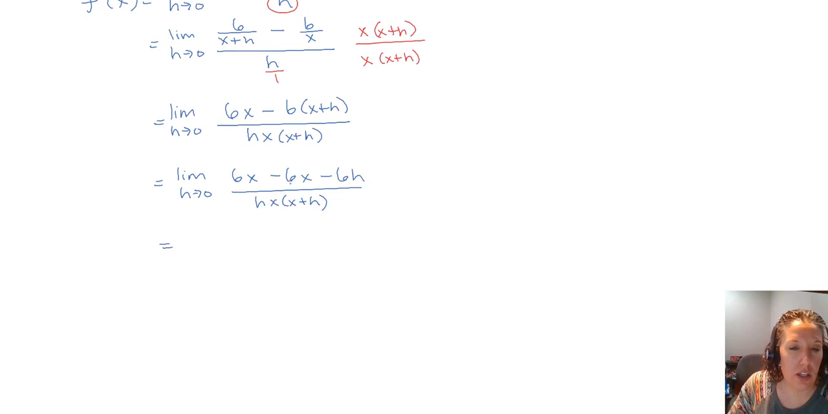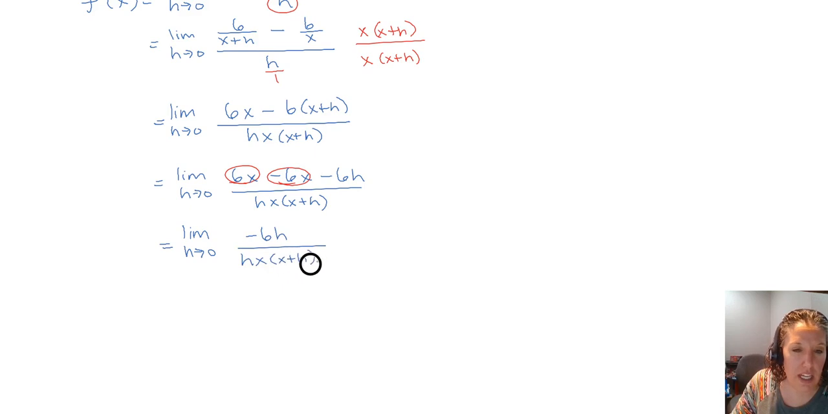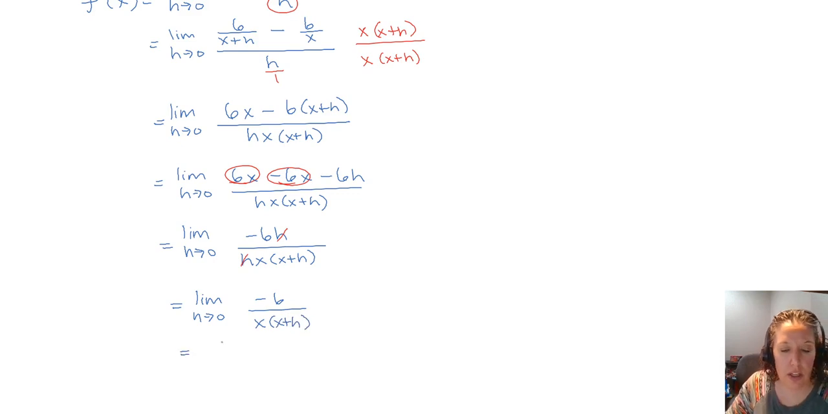All right, so combining like terms in the numerator, 6x minus 6x, those two terms are going to add to 0. So the only thing that's going to be left is negative 6h. We'll have h times x plus h in the denominator, and now we have a common factor of h. We can divide top and bottom by h, leaving us with negative 6 in the numerator and x times x plus h in the denominator.